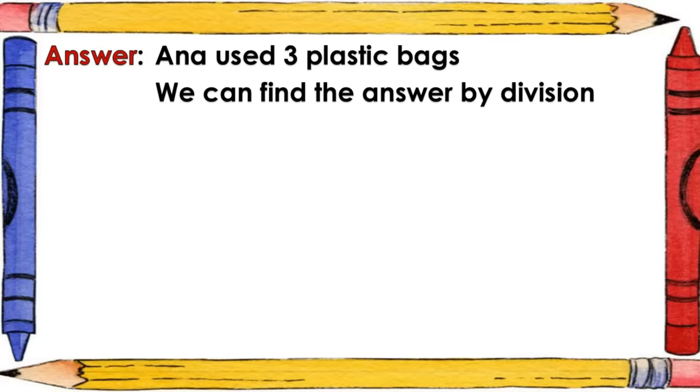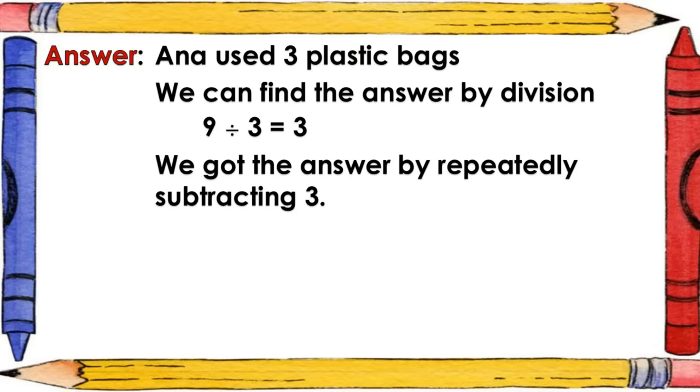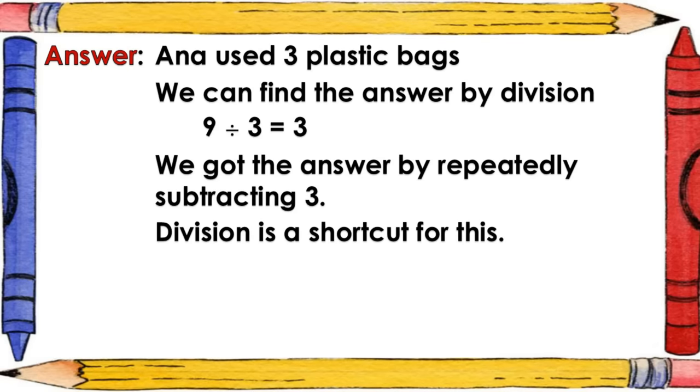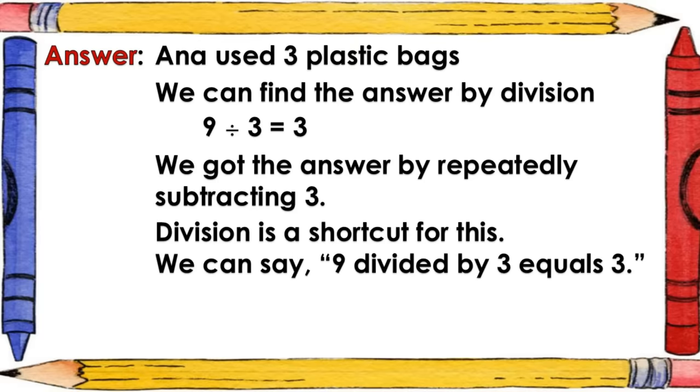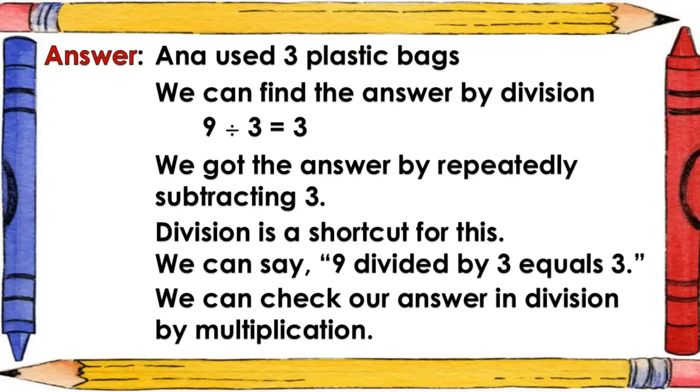We can find the answer by division. 9 divided by 3 equals 3. We got the answer by repeatedly subtracting 3. Division is a shortcut for this. We can say 9 divided by 3 equals 3. We can check our answer in division by multiplication. 3 times 3 equals 9.